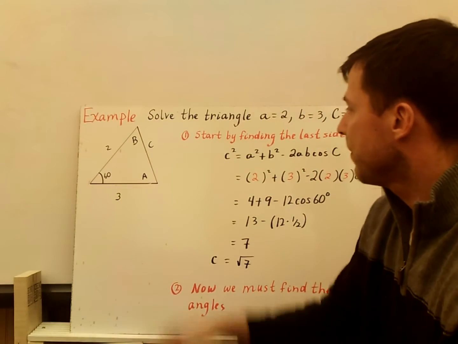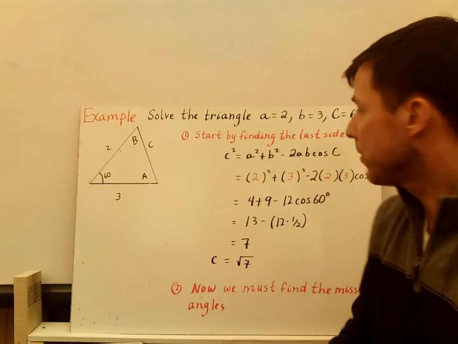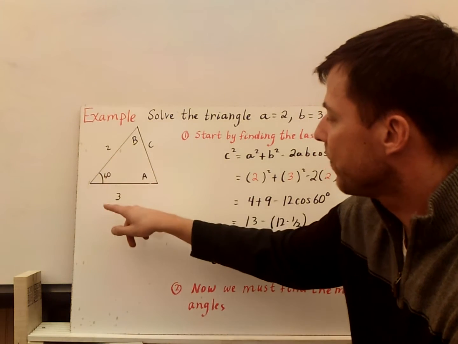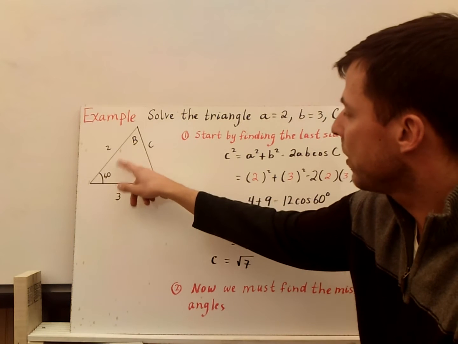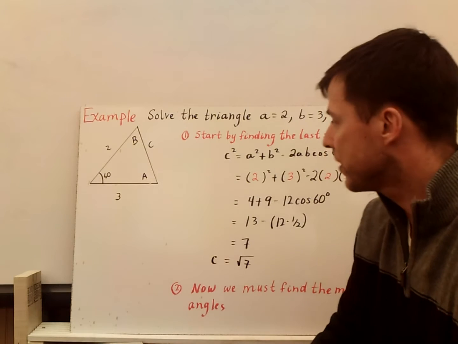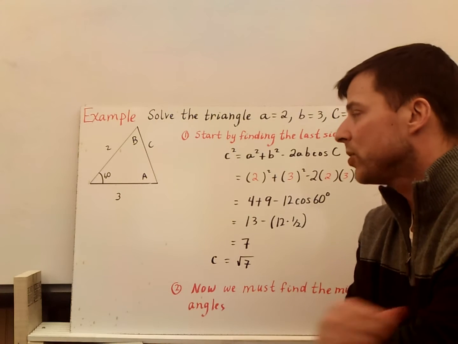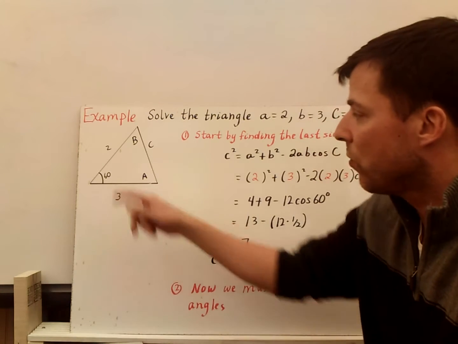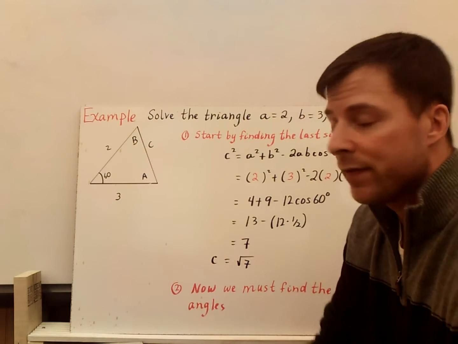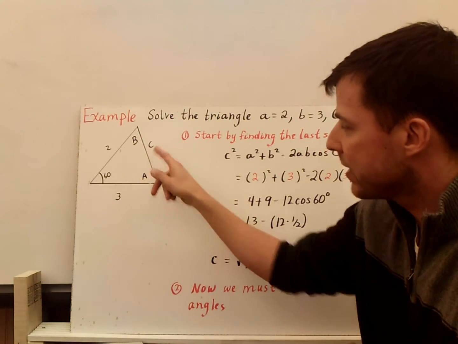All right, in our first example, solve the triangle a equals 2, b equals 3, and C equals 60 degrees. So we have a side angle side here. We label our triangle: 2, angle 60, 3, so side, angle, side. This is the Law of Cosines. I'm going to start by finding the last side. I could try to start with the angle, but I only know one angle, so it would be better to have all three sides so I can find the missing angles later on. It's also the easiest one to do, so we need to find that side c.